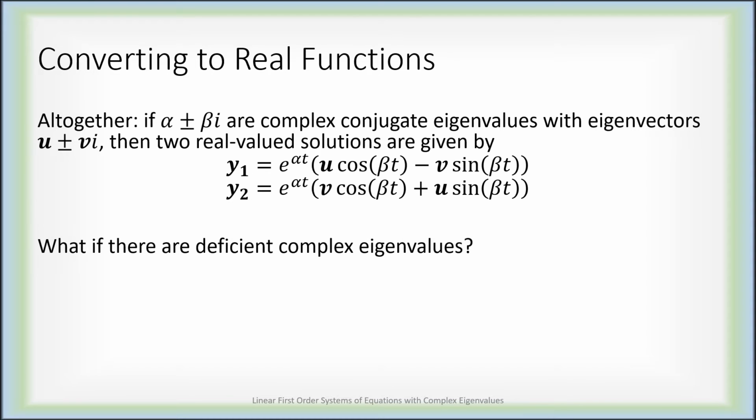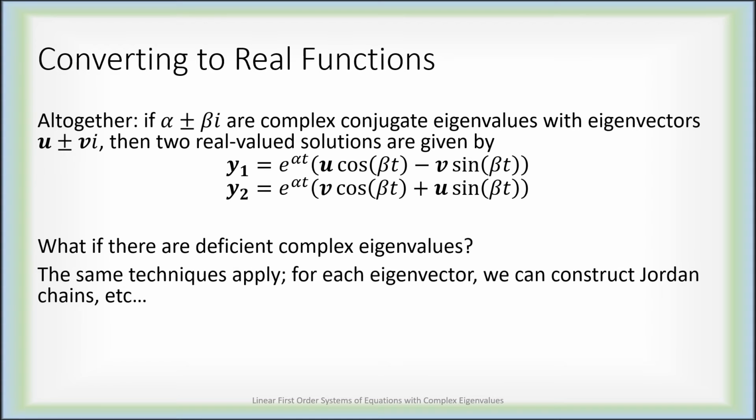Now, what if there are deficient complex eigenvalues? This is pretty much never going to happen in a problem that you're expected to work out more or less by hand under time constraints, but in theory, you might have deficient complex eigenvalues. The same techniques apply. Starting from an eigenvector, which is now a complex eigenvector, u plus vi, construct a backwards generated Jordan chain, etc., etc.